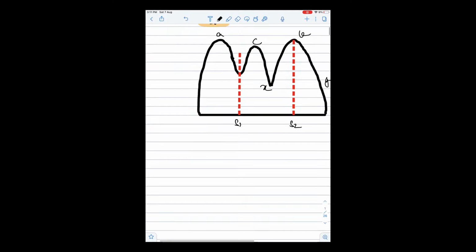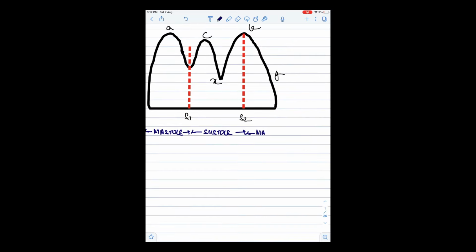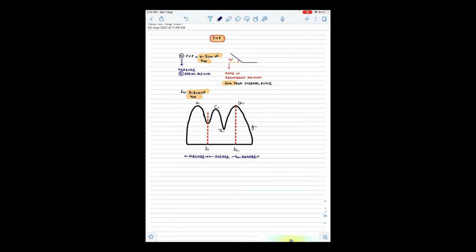This is S1 sound, this is S2 sound, and the period between S1 and S2 sound is systole. The period before the S1 sound is diastole, and the period after the S2 sound is diastole. So A waves, C waves, and V waves are the positive waves. X and Y descent are the negative waves.